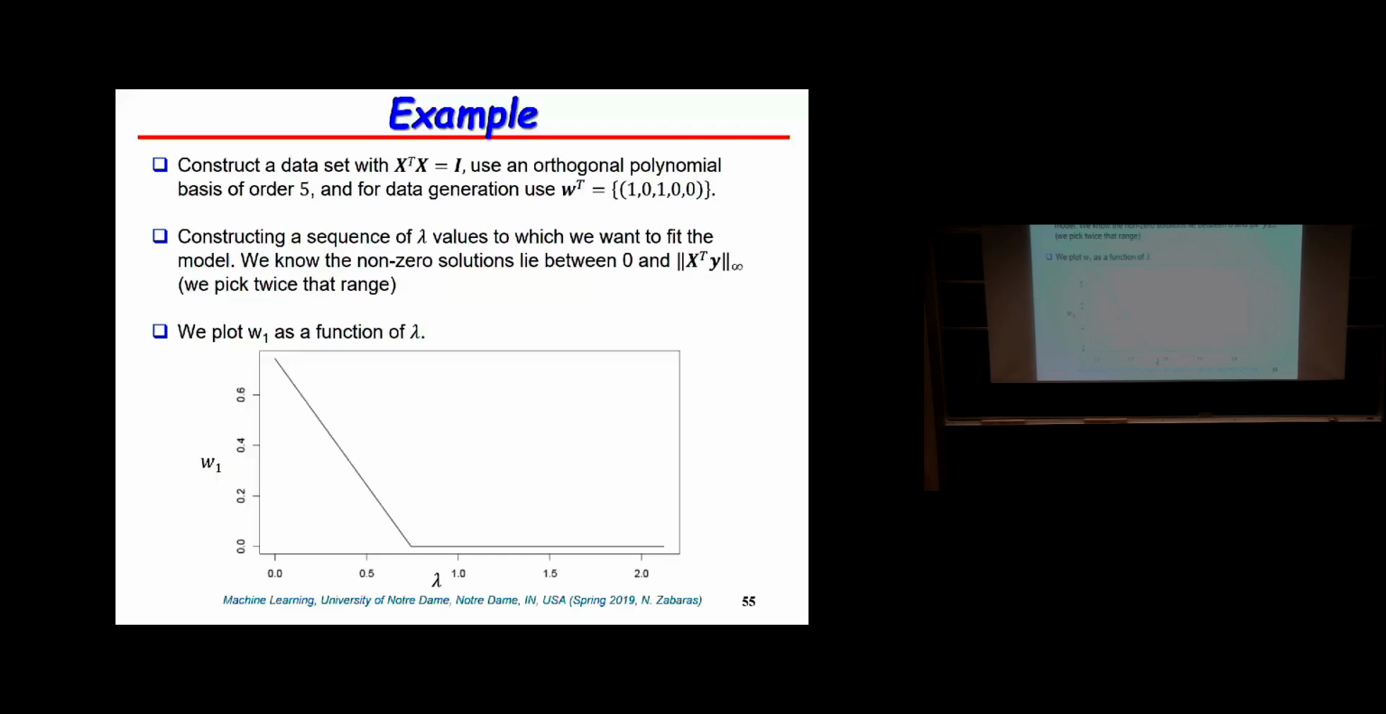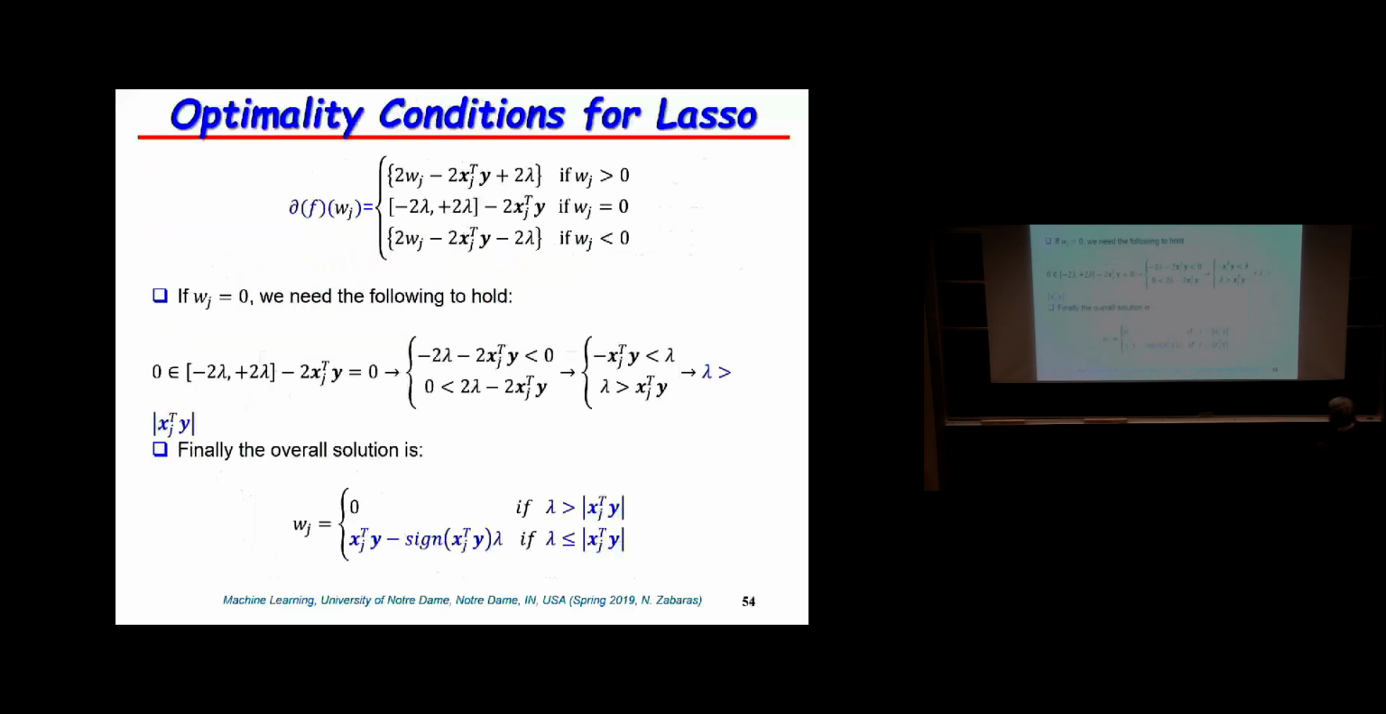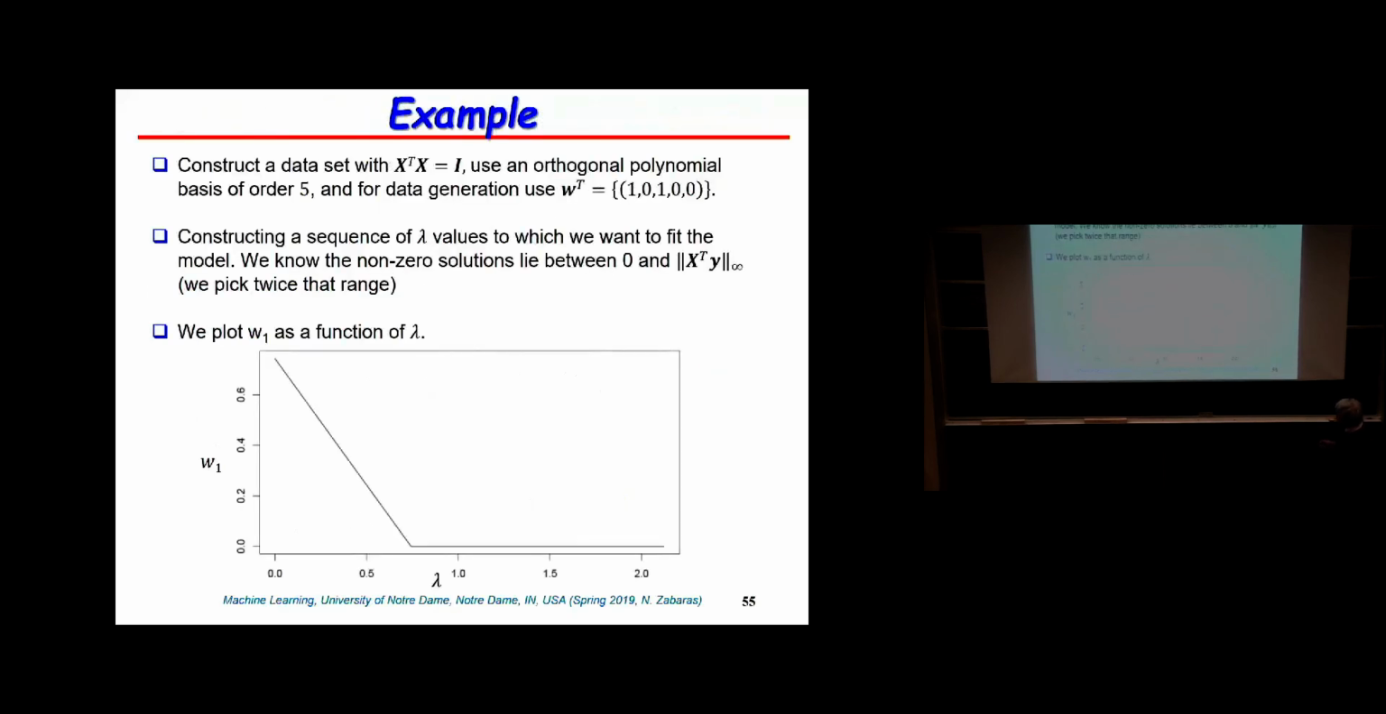And can you imagine what this value is, that somehow says that for anything greater than that, we get 0? Look again at the formula here. What do you think this value is that makes the Wj equal to 0? Look again at this formula, and tell me what is this value there for lambda? Absolute value of x1 transpose y. Okay?